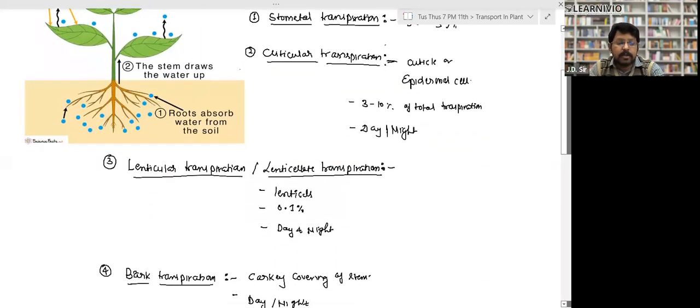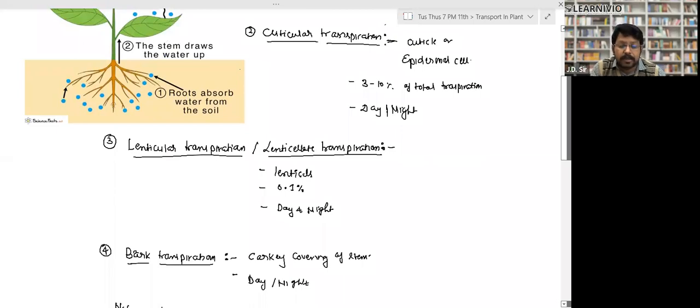Now, the third one is lenticular transpiration, or lenticellular transpiration. In lenticular transpiration, the transpiration takes place through the lenticels. Lenticels are found in the stem. They are small pore-like structures found in the plant stem, and the plant keeps on losing water from them, and this is called lenticular transpiration, right? So 0.1% of water is lost through the lenticels. And it keeps going on day and night, at both times. So that is called lenticular transpiration.